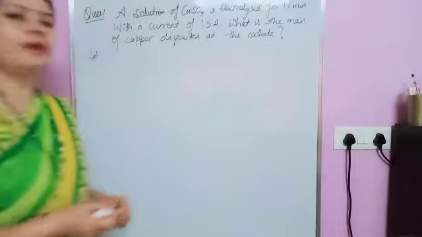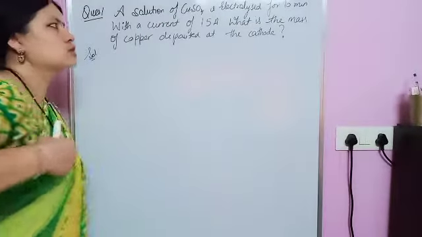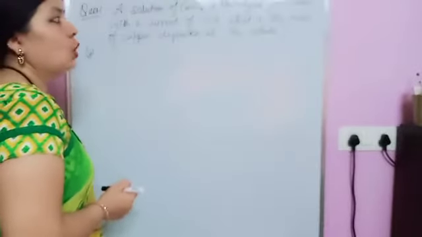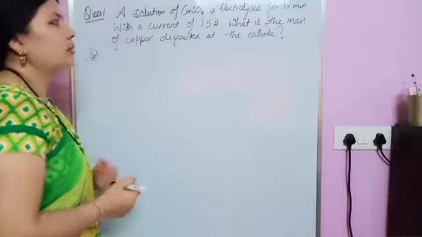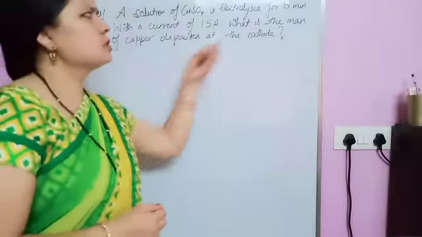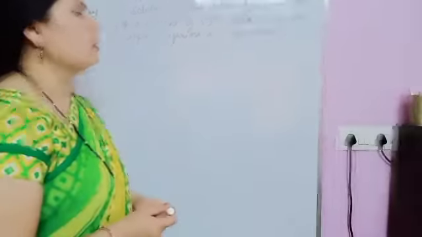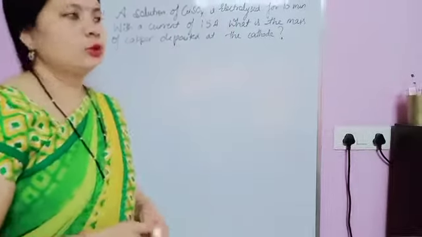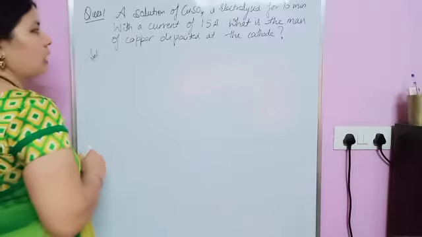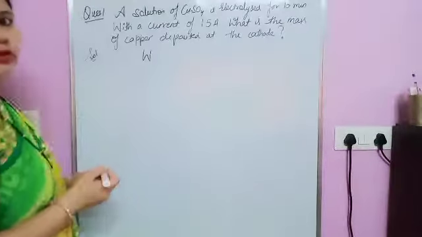Now your first numerical: a solution of CuSO4 is electrolyzed for 10 minutes with a current of 1.5 ampere. What is the mass of copper deposited at the cathode? Okay, now in this one, simple question, you have to calculate the mass deposited at the cathode. Your first work is you have to write the formula. कौन सा formula लिखें? That one is W, because you have to calculate mass.